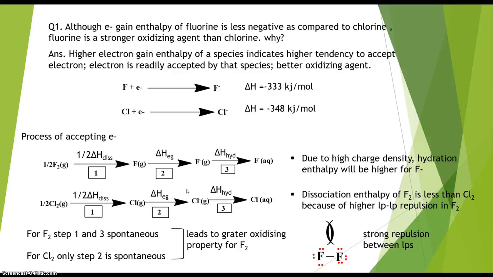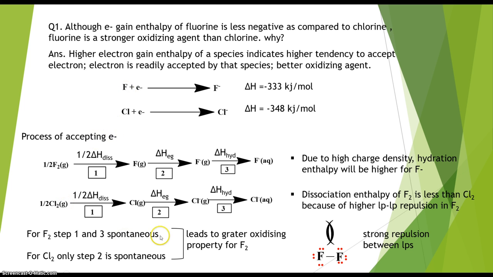And this data, this information leads to the fact that fluorine is a better oxidizing agent than chlorine, because an oxidizing agent is that substance that accepts electrons, and we have already proved that the process of accepting electrons is more spontaneous in fluorine than chlorine, which leads to the better oxidizing property for fluorine than chlorine. So in spite of having a lower value of electron gain enthalpy, fluorine acts as a better oxidizing agent.